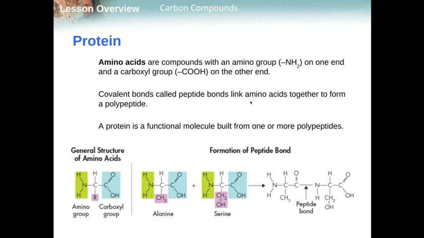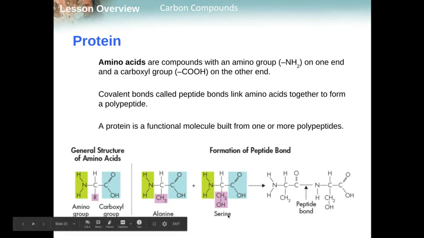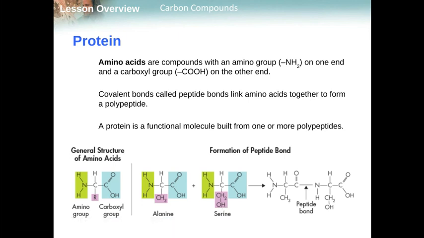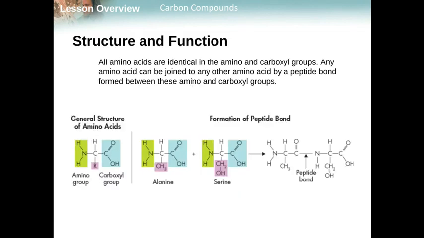Now, if you look at these two models right here, we have alanine and serine. Alanine and serine are identical with the exception of this functional group. With alanine, we have a simple CH3 right here. But on serine, we have a carbon bound to 2 hydrogens and then an oxygen bound to a hydrogen. Now, this is a very different molecule, and it gives it different properties.